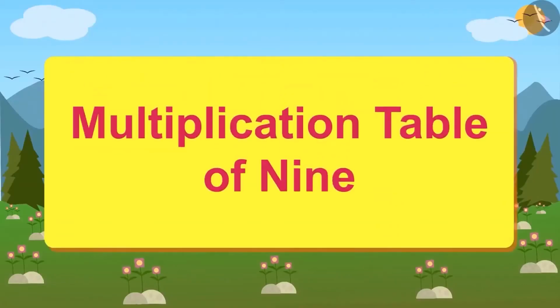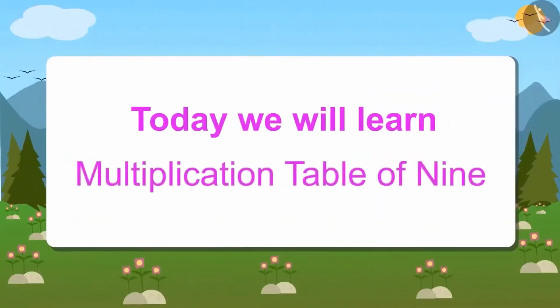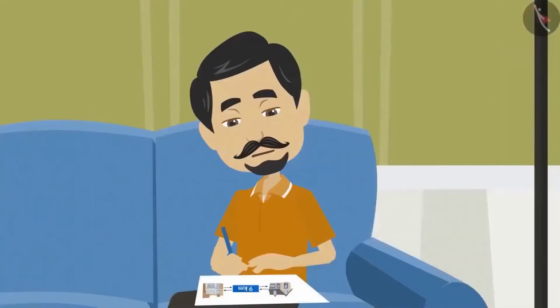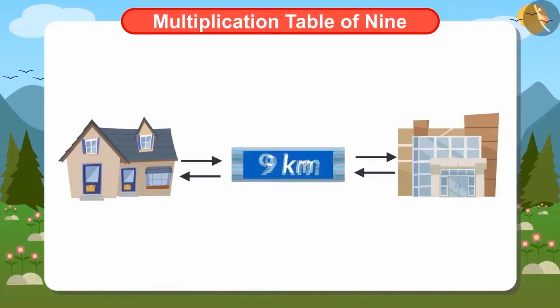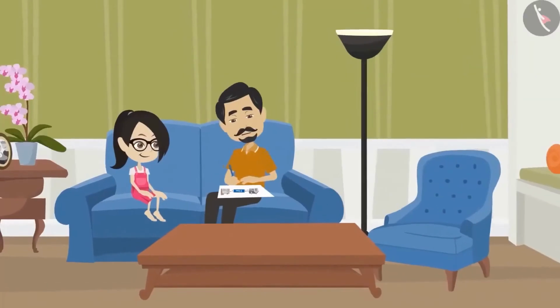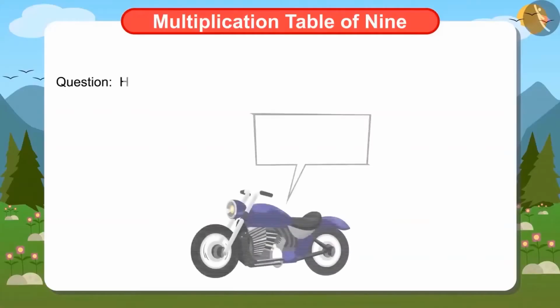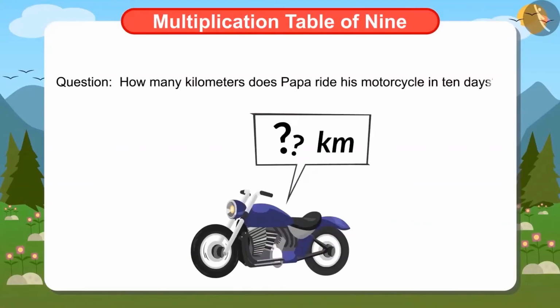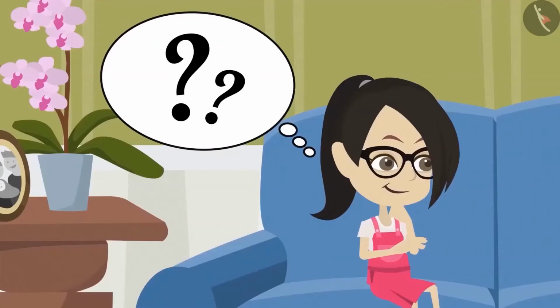Multiplication table of 9. Today we will learn the multiplication table of 9. Vandana's father drives his motorbike for 9 kilometers to go to his office and come back. Today they are calculating how many kilometers Papa rides the motorcycle in 10 days. But why are they doing this?